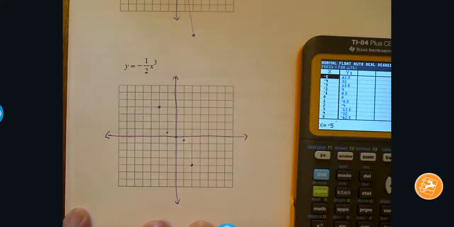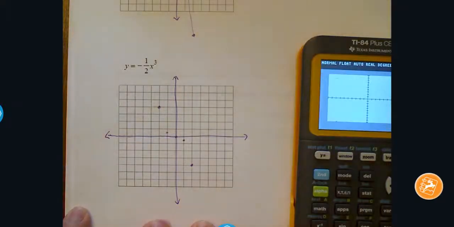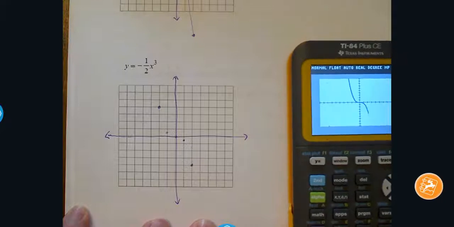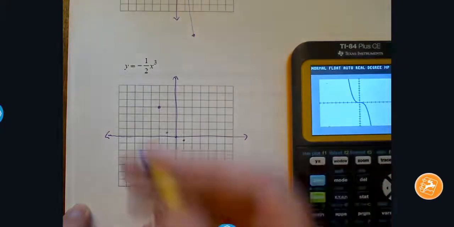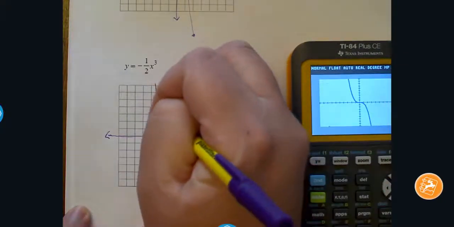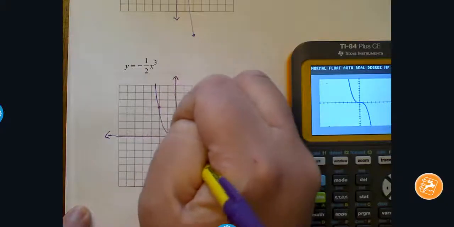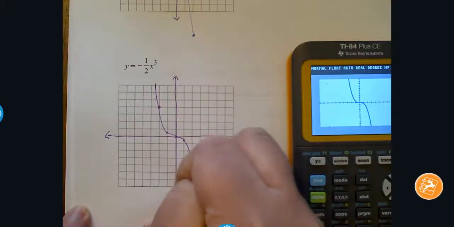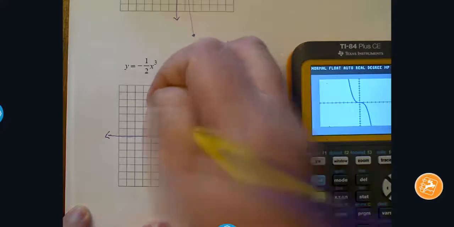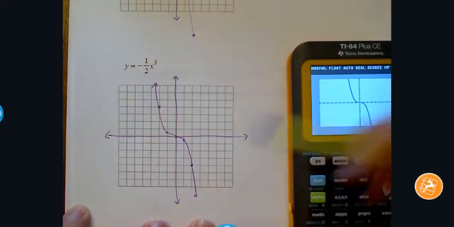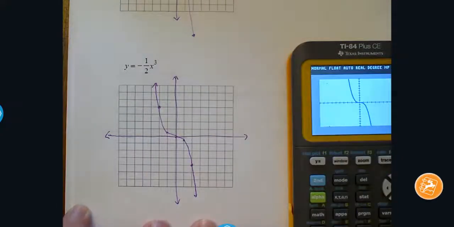Okay. And we could hit graph to see what that's going to look like. And we have our squiggle like that. So you see these squiggle shapes, that's what all cubic functions are going to look like.